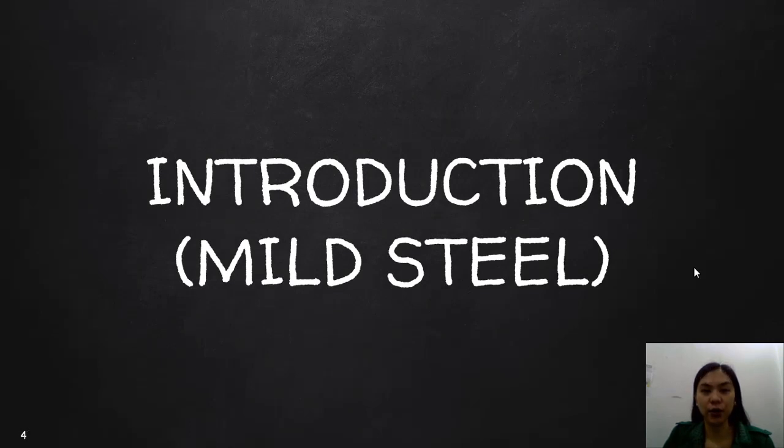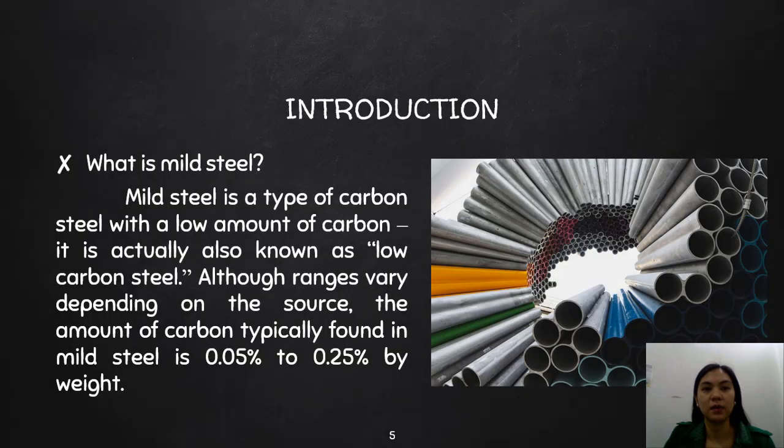So as an introduction, we will be dealing with mild steel, since this is the most common material being used in the construction industry. So what is mild steel? Mild steel is a type of carbon steel with a low amount of carbon. It is actually known as low carbon steel, although ranges vary depending on the source.